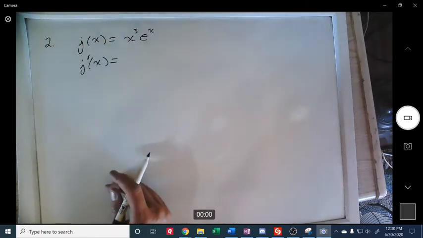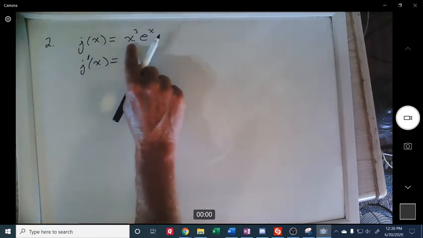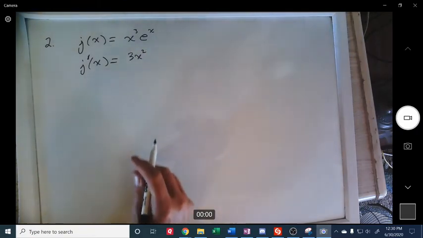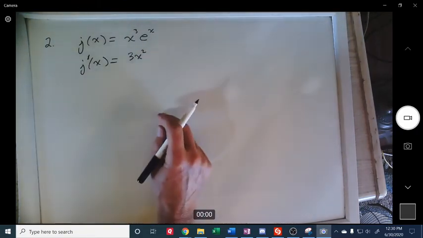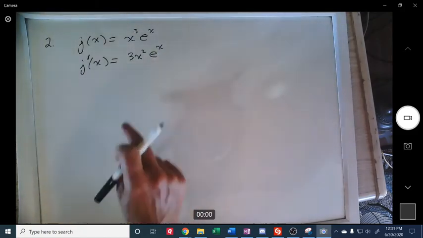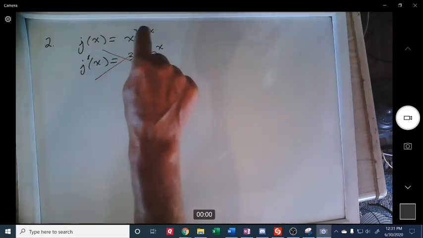how do I get the derivative of two functions? Now, I know how to take the derivative of x cubed. That's 3x squared. I know how to take the derivative of e to the x. The derivative of e to the x is e to the x. Now this is the instinctive response that I would have to this problem. I would just take its derivative like this. But if we do this, we are making the same mistake that we just talked about. It's not the derivative of the first times the derivative of the second.